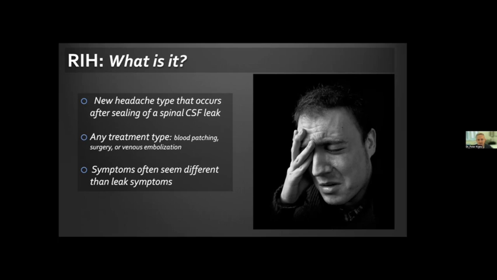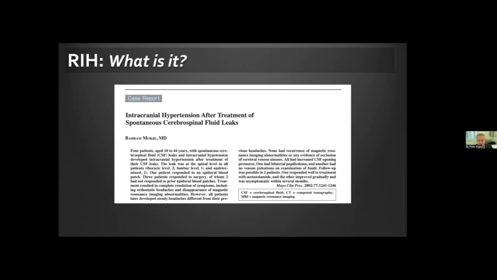And so we're going to try to focus on a couple of things that in broad strokes help differentiate leak symptoms from rebound high pressure symptoms. So I should also say that I by no means was the first person to describe this condition. A lot of this work was initially reported by Dr. Bahram Mokri, who was at Mayo Clinic, and he was really the father of this now emerging field in spinal CSF leak. This was a paper from 2002 that he wrote talking about intracranial hypertension after CSF leaks in 4 patients. But I think since that time, we've started to recognize this a bit more broadly.